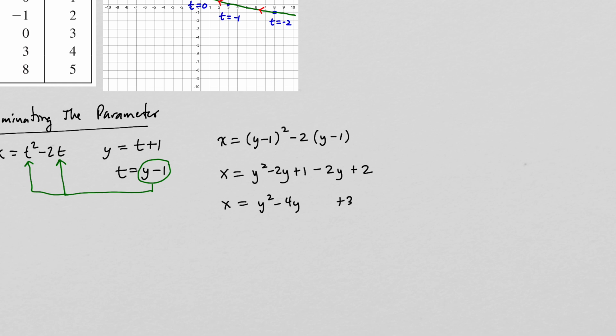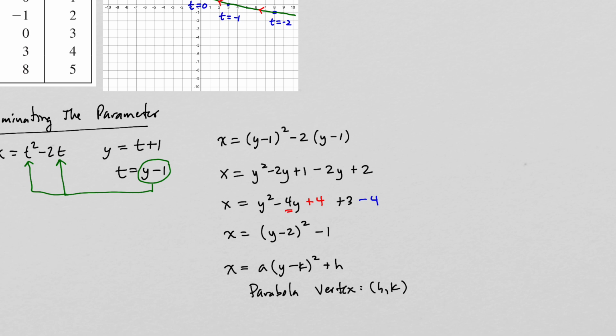And then to complete the square, we need to take half of this number and square it, which is 4. And I'm going to add 4 there, and then I'll subtract 4 out here. And this allows us to express this as (y minus 2) squared minus 1. And this falls into the category of curves x is equal to a times (y minus k) squared plus h. And this is a parabola with a vertex at the point (h, k), and it's going to open left or right.